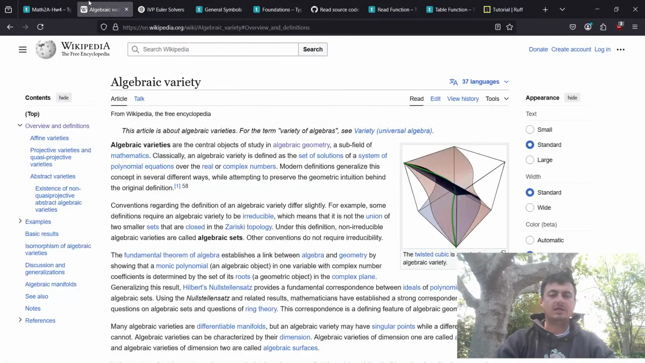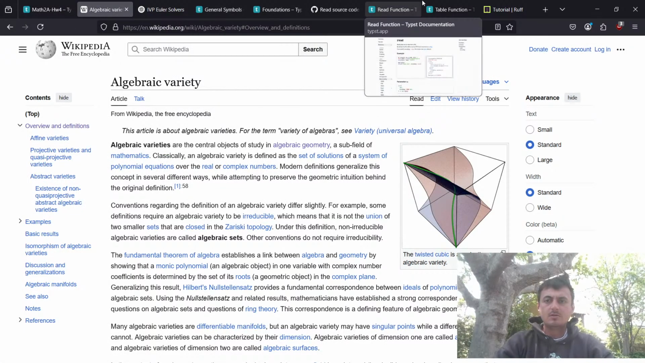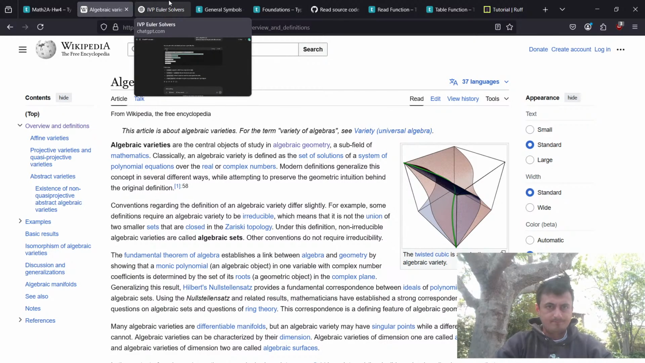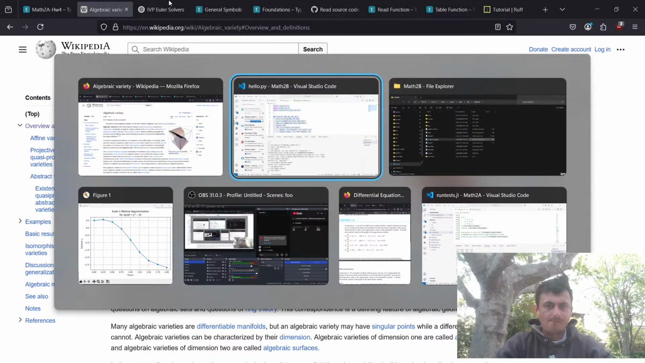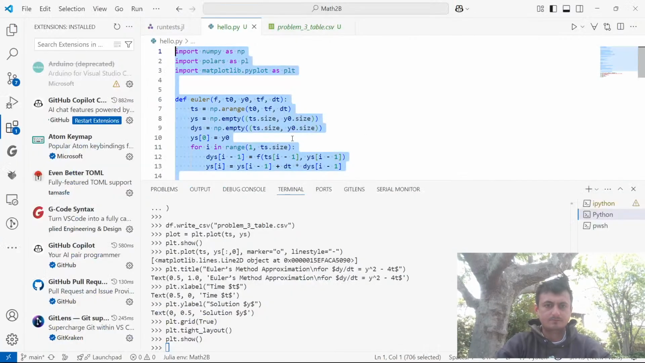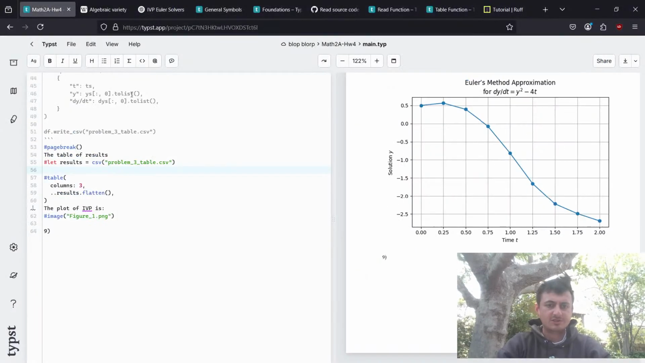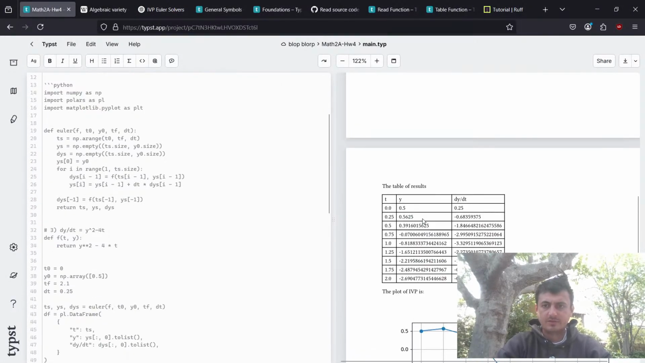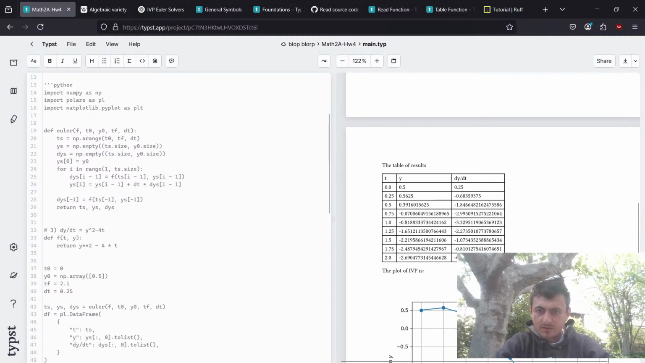So problem 9. Wait, I want to actually check if that table is right. Can I look at the table? I'm pretty sure that's right.